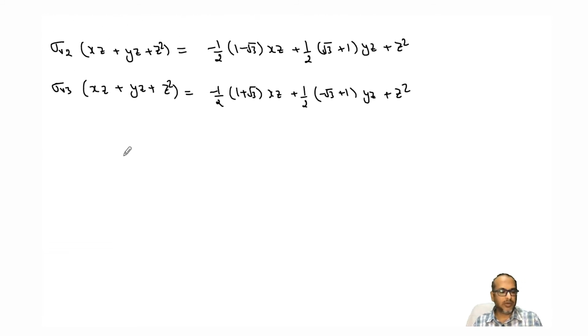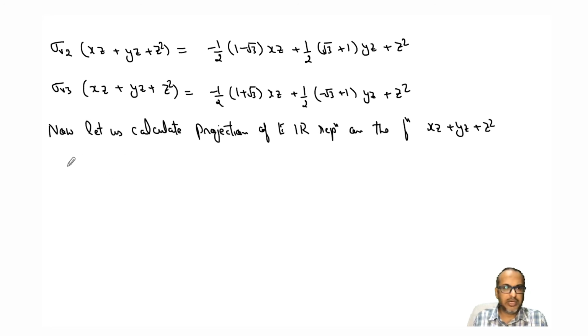So now let us calculate the projection of E IR representation onto this function. So let's calculate different matrix elements. So projection of E matrix element 1 1 on xz plus yz. Remember that this is 2 cross 2, so we will have 4 elements: 1 1, 1 2, 2 1, 2 2. So we'll calculate one by one because this is a complete projection operator, so we'll have 4 elements coming out of this.